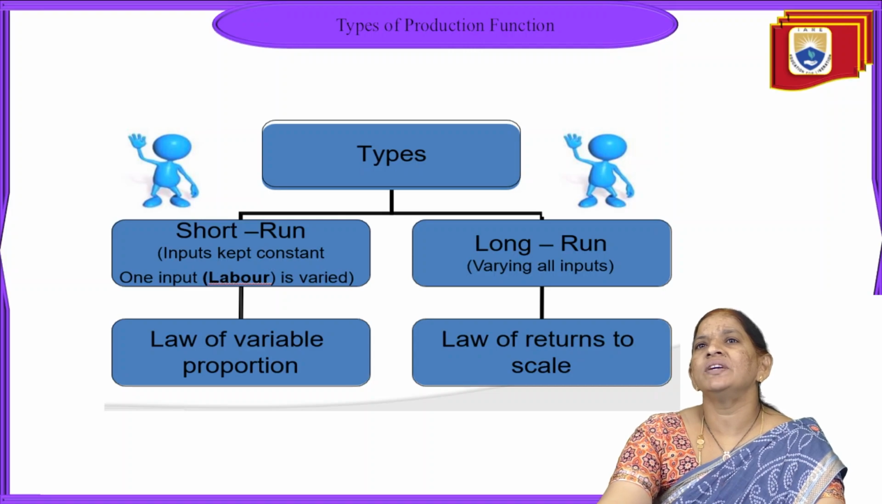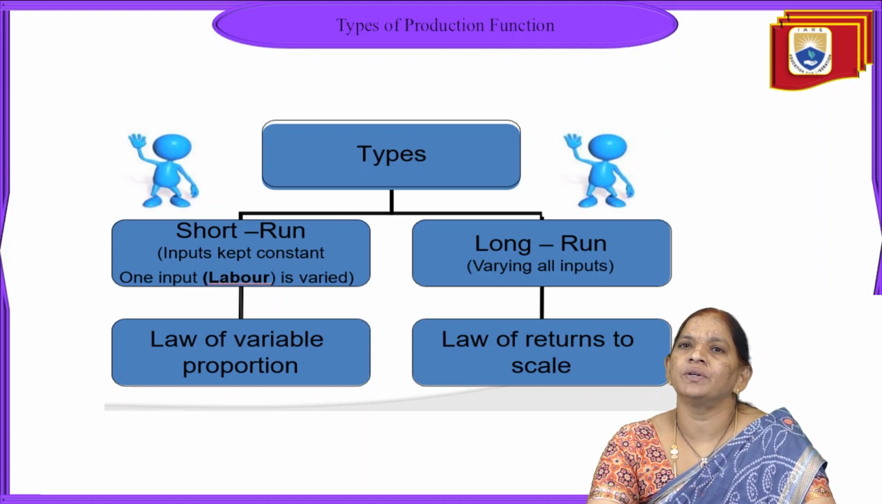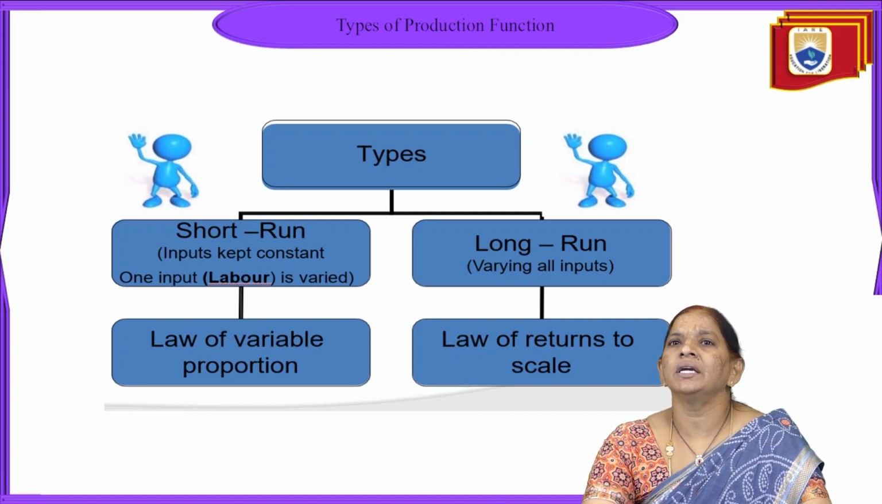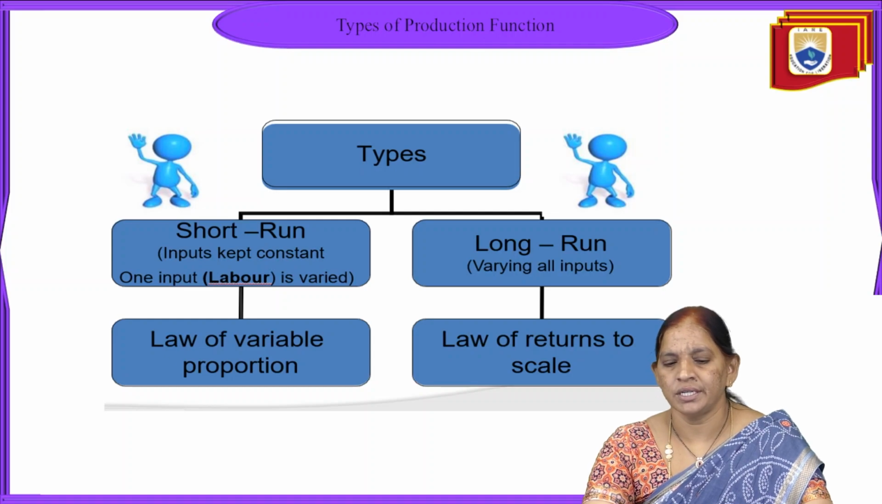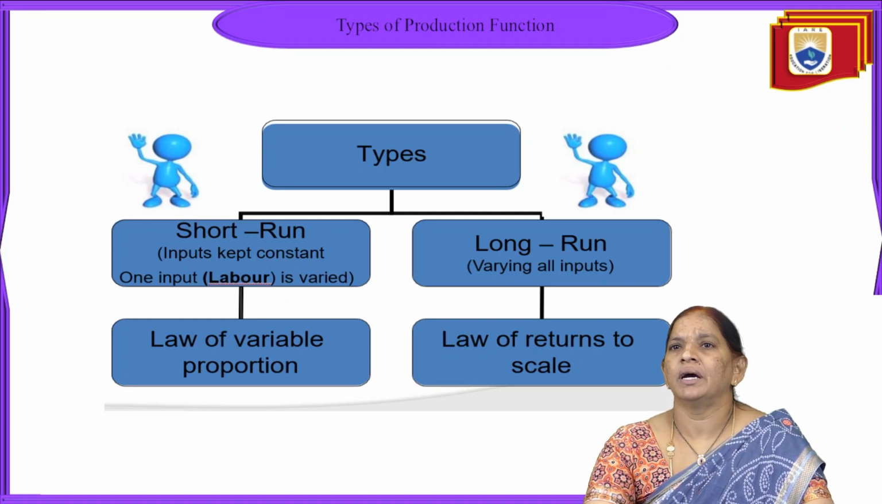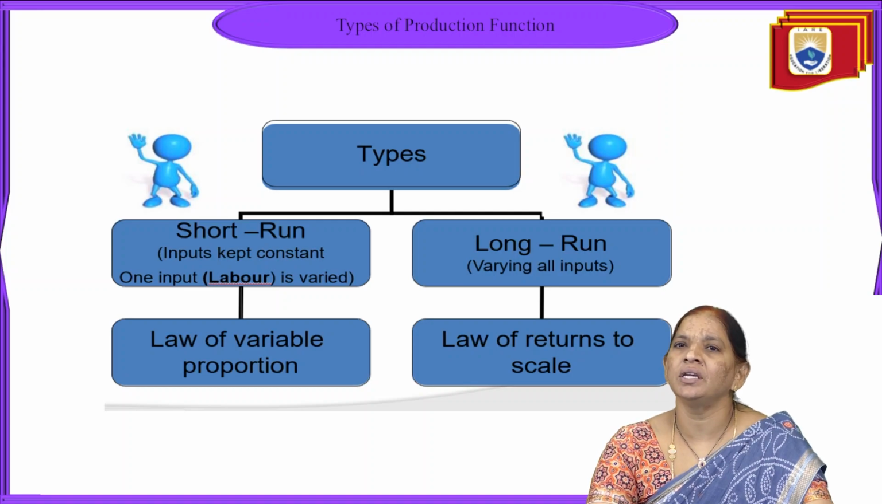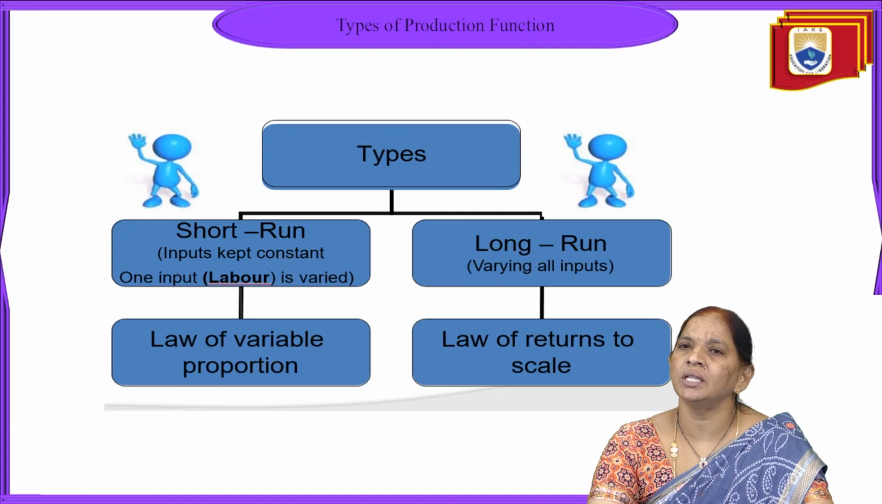Next, we'll see that there are two types of production functions. One is the short run production function, where the inputs are kept constant and only one input is variable, and the second is the long run production function, where all inputs vary, meaning all the factors of production change within the long run.